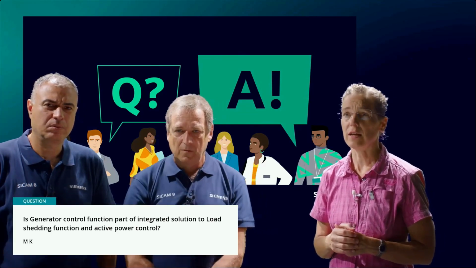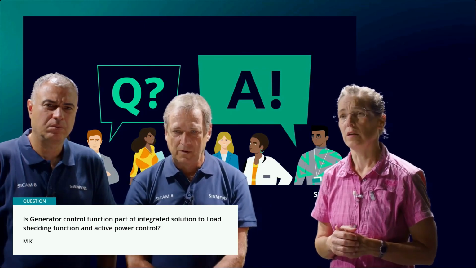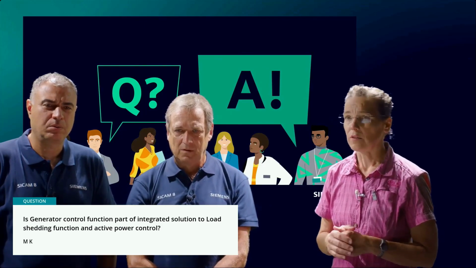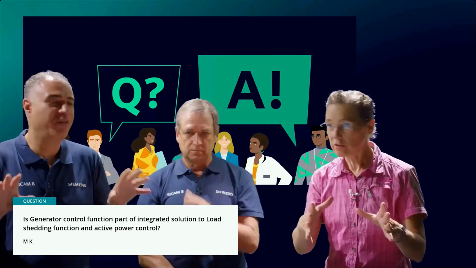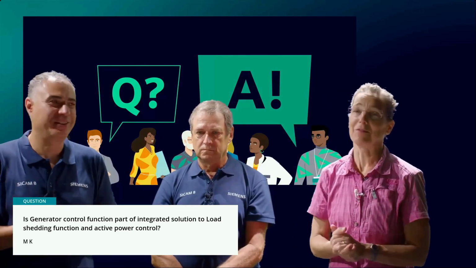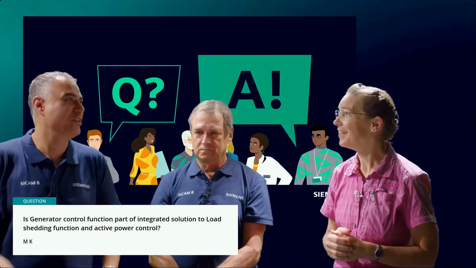And then next question, is the generator control function part of the integrated solution for load shedding function and active power control? Well, if I got it right, my understanding is correct, there are two different and independent applications. Okay, yeah, load shedding and generation control. But maybe may I come back to the question before? Sure. I'm sorry, maybe I understood it in a wrong way.